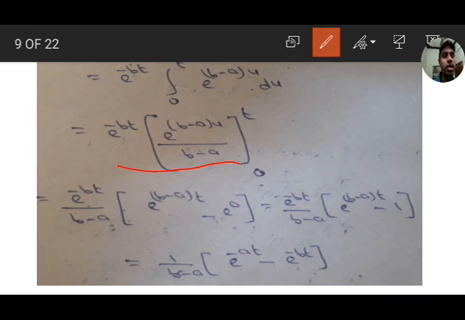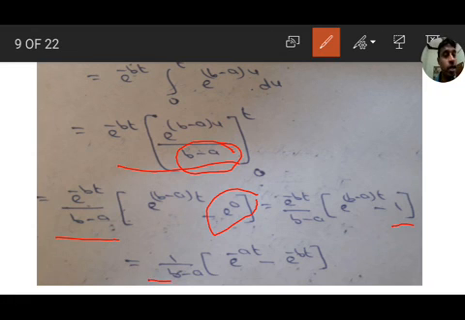So that is upper limit minus lower limit, b minus a is outside: e to the power of (b minus a)t by b minus a, that is e to the power of (b minus a)t minus e to the power of 0. The value of e to the power of 0 is 1. Multiply with e to the power of minus bt, and we get 1 by b minus a into e to the power of minus at minus e to the power of minus bt.